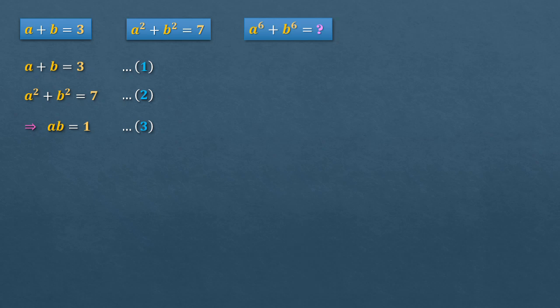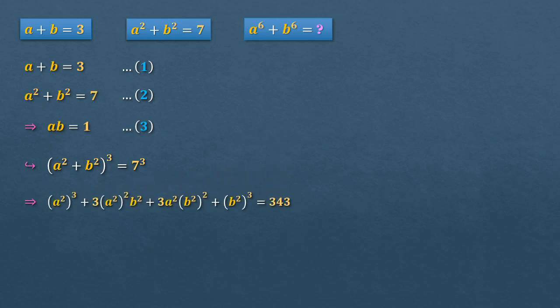We now evaluate (a squared plus b squared) all raised to the power of 3. Since a squared plus b squared equals 7, we have (a squared plus b squared) all to the power of 3 equals 7 to the power of 3. By expanding the left-hand side, we obtain (a squared) to the power of 3 plus 3 times (a squared) to the power of 2 times b squared plus 3 times a squared times (b squared) to the power of 2 plus (b squared) to the power of 3 equals 343.